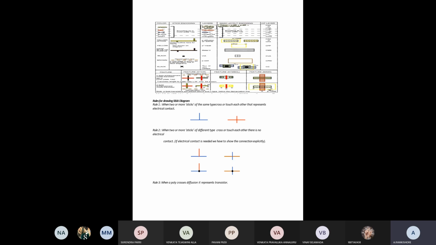I already told you that the color-coded layers will work or act as a transistor. So definitely the polysilicon and the diffusion materials will cross from one layer to another layer. That is the main indication that it will work as a transistor.